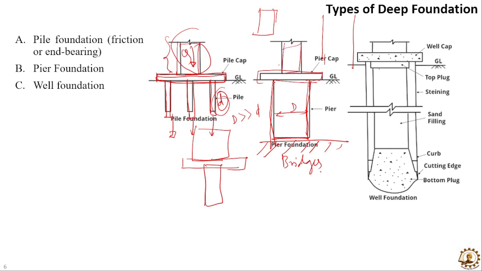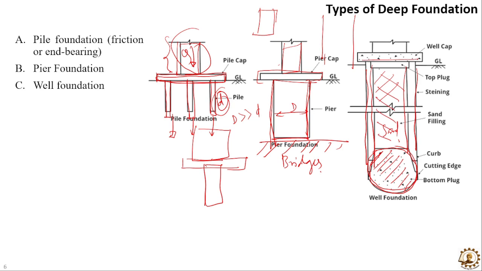Above this, the structure is resting. And the third category is known as well foundation or caisson foundation. In this case, we generally create a cylindrical hollow space. This is a cylindrical hollow space, and at the tip of the cylindrical hollow well, we generally use concrete to seal it, and the empty space inside the cylindrical well we generally fill with sand.